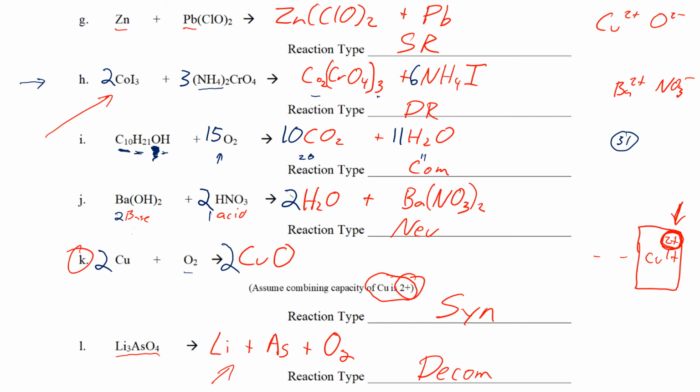For balancing purposes, there's 3 lithium on that side, so we're going to put 3 lithium on this side, and then we're going to put a 2 right there to make sure that the oxygens are balanced. Okay. Hopefully that makes sense. If you have questions, I'll be in tomorrow.